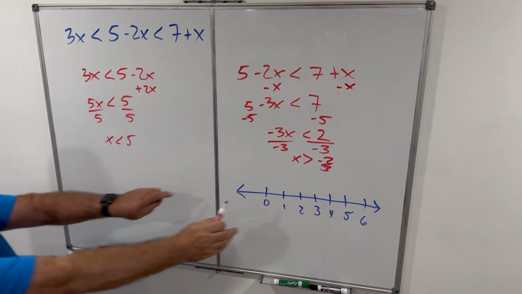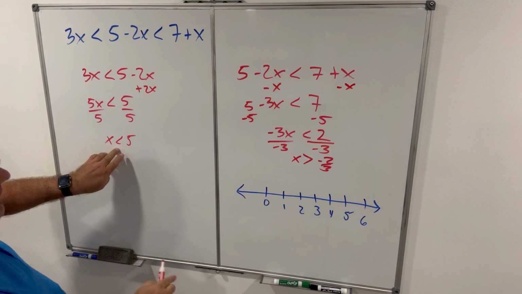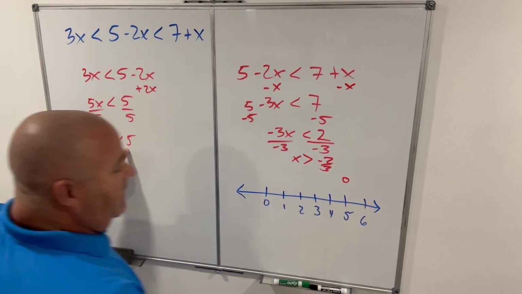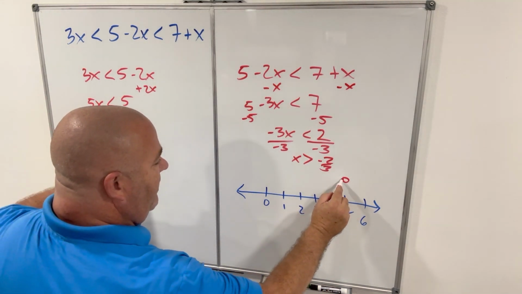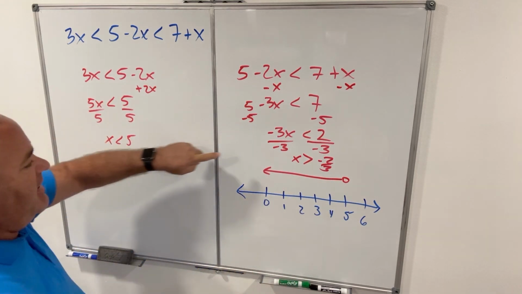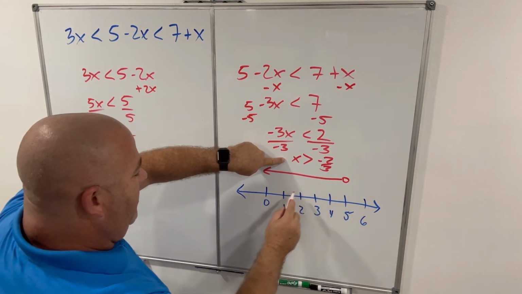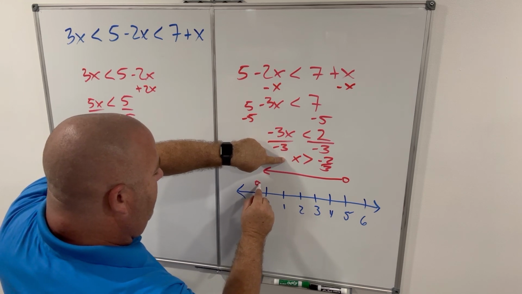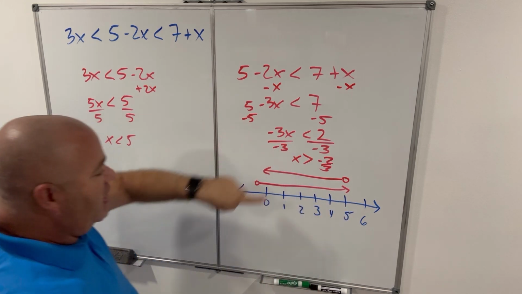Okay, so if we were to graph this, this first one is telling us x needs to be less than 5. So if we were to draw that, we're going to leave an open circle here at 5. And we want everything less than. Here, we want everything greater than a negative 2/3. So that puts us right about here. And we want everything greater than.